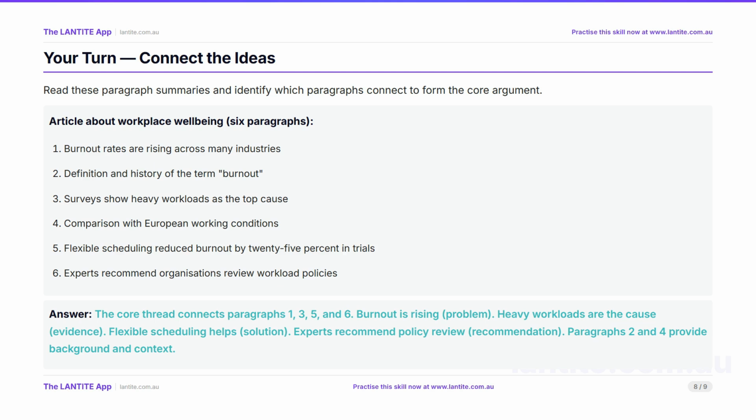The answer is paragraphs 1, 3, 5, and 6. Burnout is rising is the problem. Heavy workloads is the cause. Flexible scheduling is the solution, and the expert recommendation ties it together. Paragraphs 2 and 4 provide useful background and context, but they are not part of the main thread that connects problem to cause to solution.